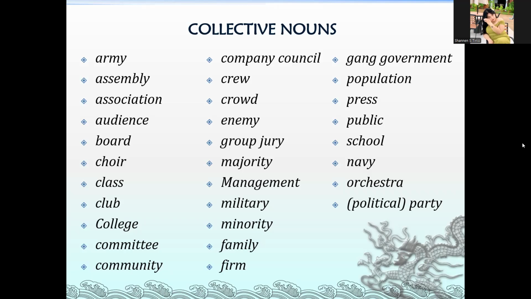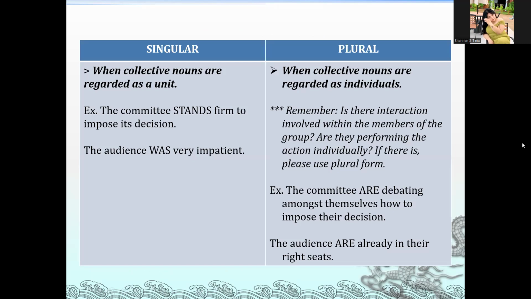Okay. When collective nouns are regarded as a unit, you use the singular form of the verb. The committee stands firm to impose its decision. But if the collective noun is used as individuals, the committee are debating amongst themselves how to impose their decision.